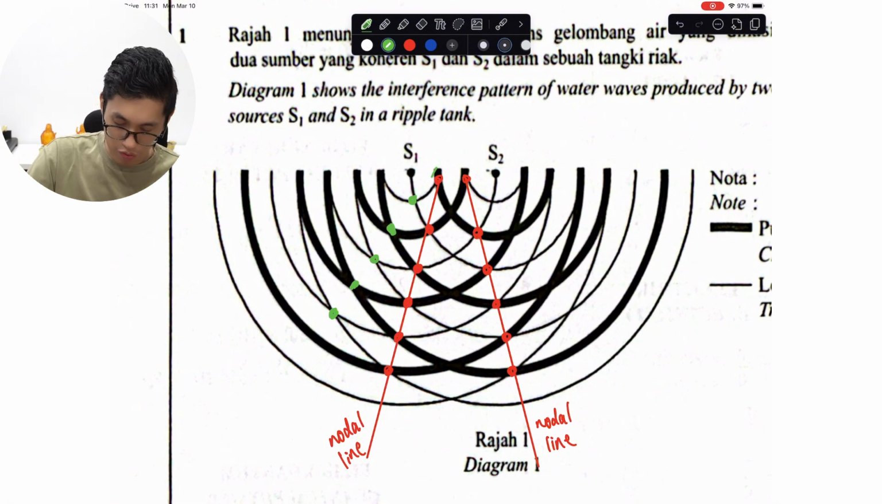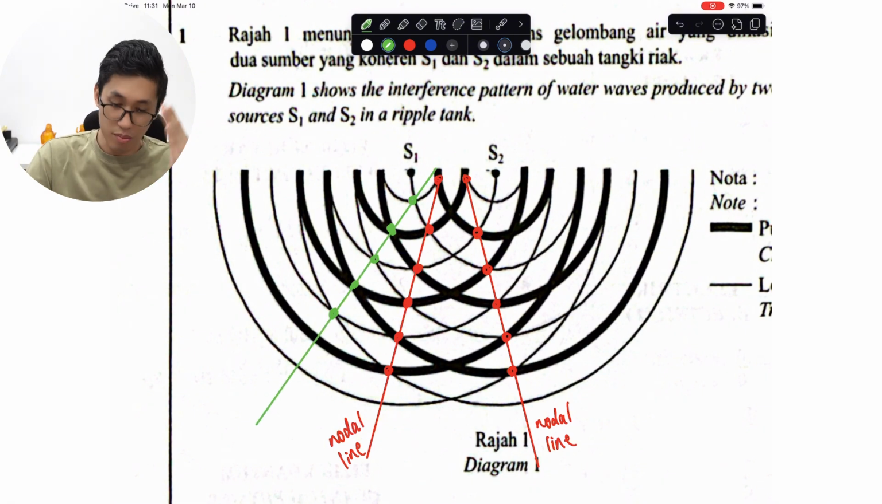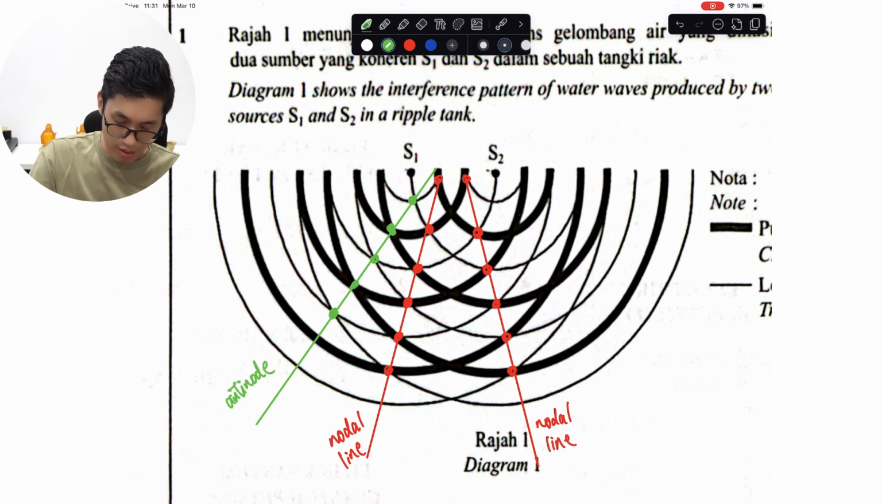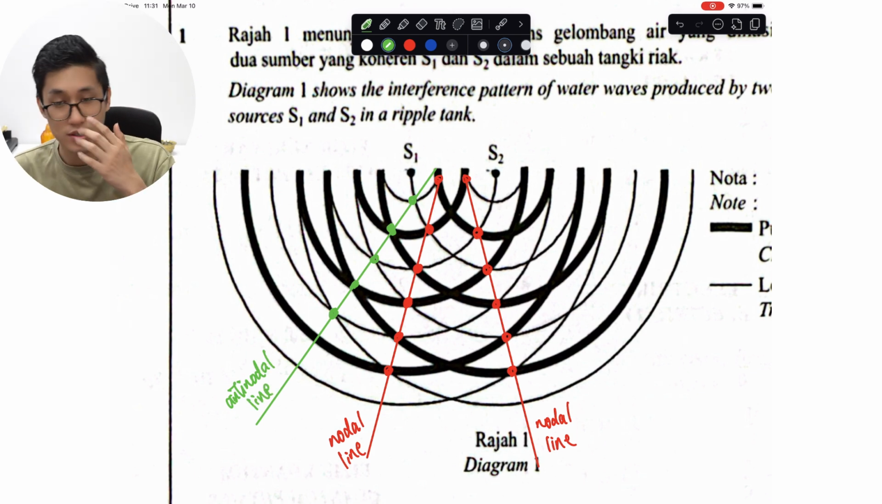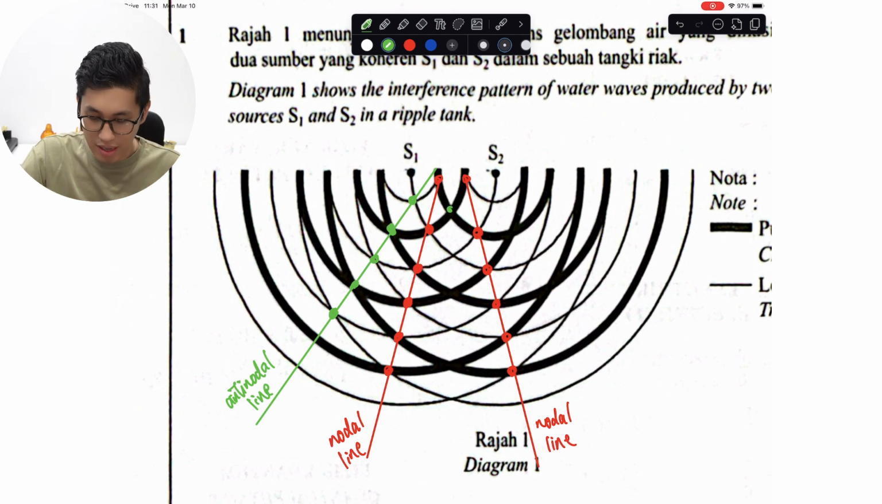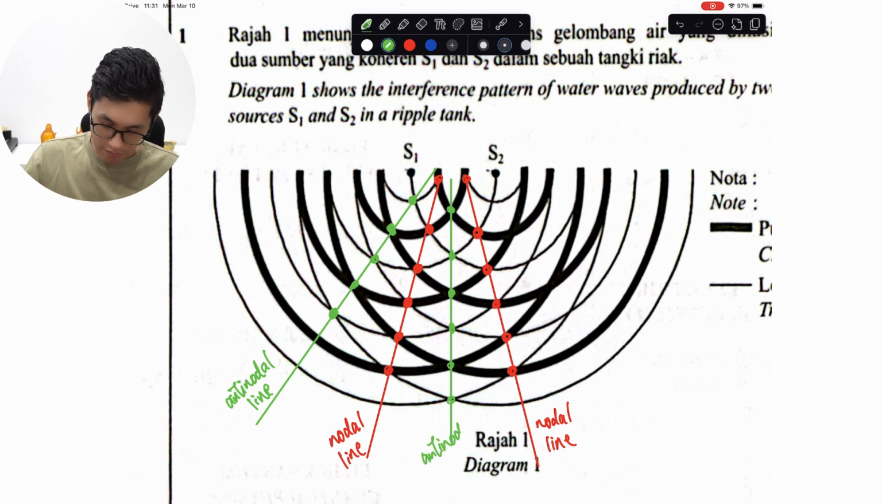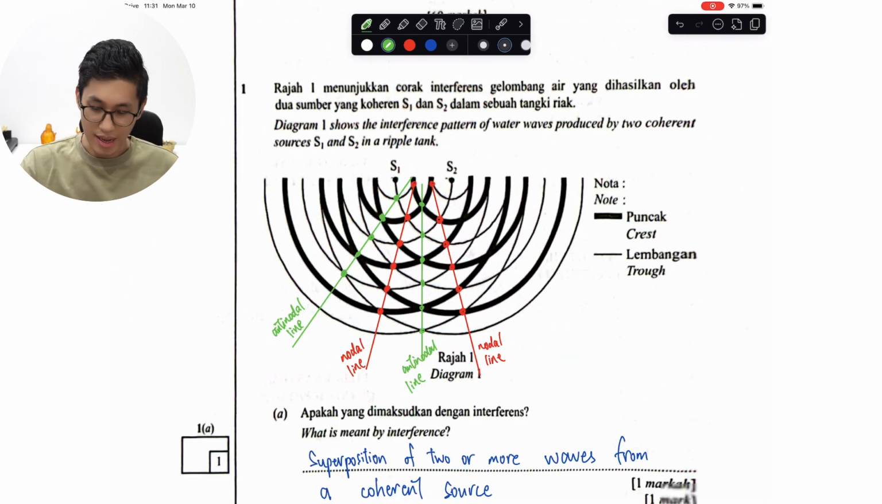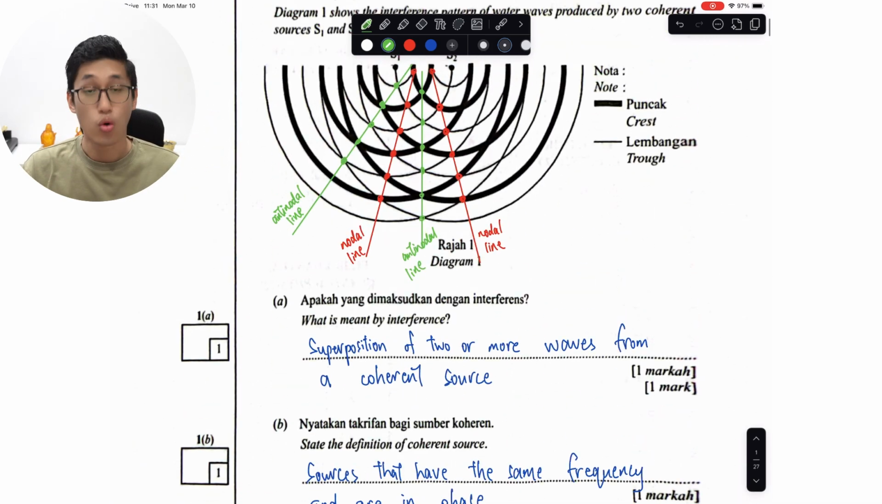So again, you see, if you connect these, they form a straight line, and you will get an antinodal line. The points are called antinodes, but the line is called an antinodal line. Now, of course, the center is also usually always an antinodal line as well, like this. Antinodal line. Alright, so that is how you solve this wave question.